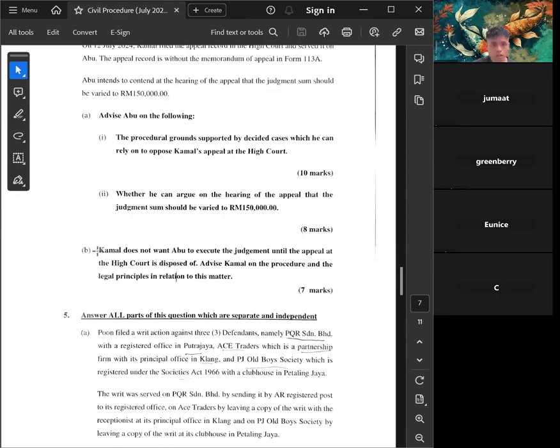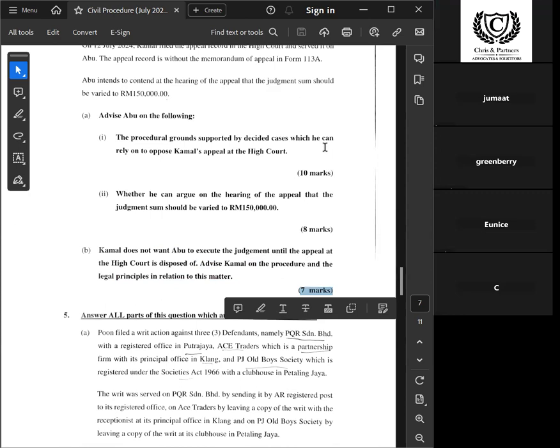Okay, now question B. Kamal does not want Abu to execute the judgment until the appeal at the High Court is disposed. Advise Kamal on the procedure and the legal principles in relation to this matter. So anyone, you may respond in the group chat.